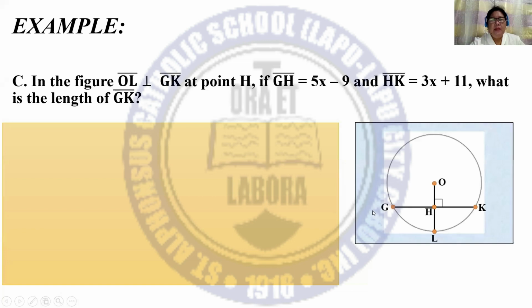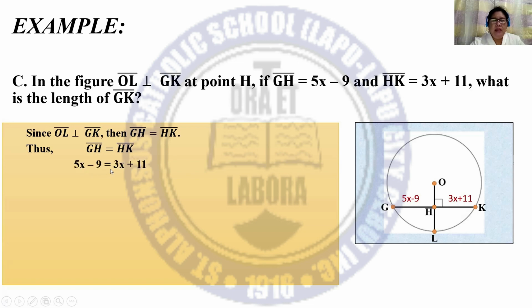Let us have another example. In the figure, OL is perpendicular to GK at point H, where GH is 5x minus 9 and HK is 3x plus 11. What is the length of GK? Since OL is perpendicular to GK, then GH is equal to HK. Thus, using GH equal to HK, 5x minus 9 is equal to 3x plus 11. Then we have to transpose 3x, it becomes negative 3x, transpose negative 9, so we have positive 9. Then 5x minus 3x is 2x, 11 plus 9 is 20. And divide both sides by 2. So we have x is equal to 10.